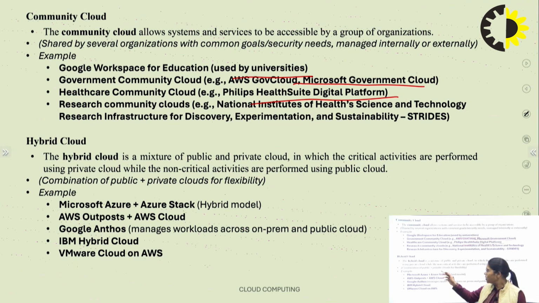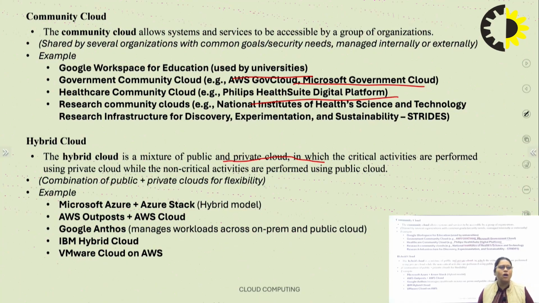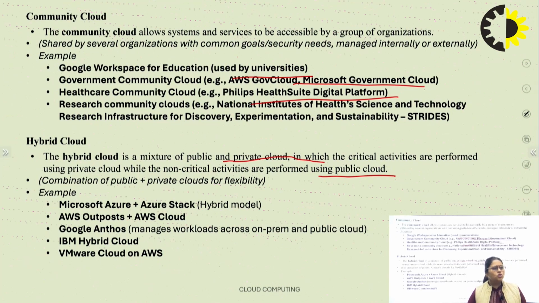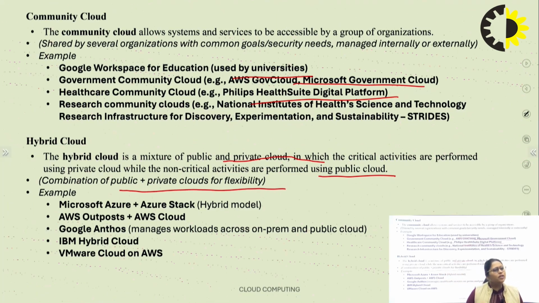Now the next category under this deployment model is called a hybrid cloud. So what is this hybrid cloud? It is just a concept that uses the public cloud as well as the private cloud. Hybrid cloud is a mixture of the public and the private cloud, in which the critical activities are performed using the private cloud and the non-critical activities are performed using the public cloud. So we can say that it is a combination of public and private cloud with flexibility.